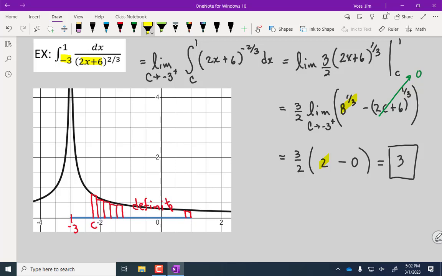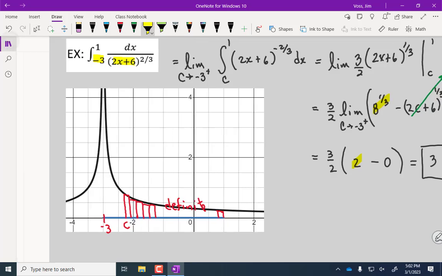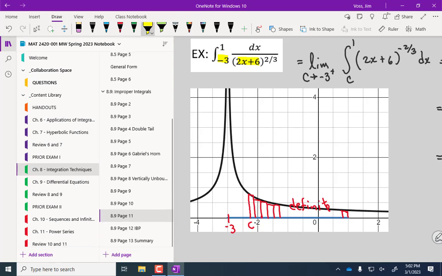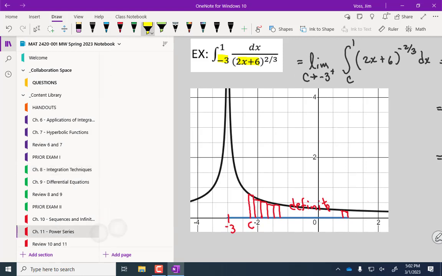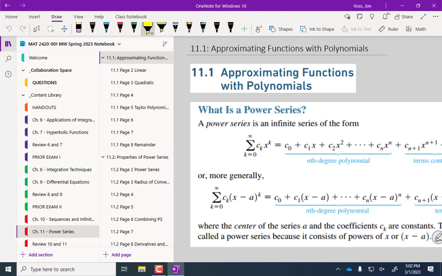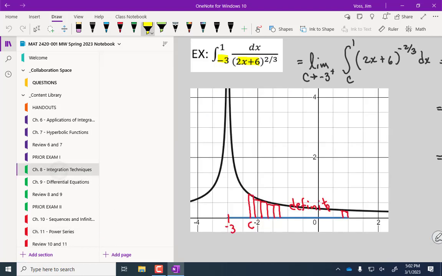All right. We're doing real math now. You weren't before? Good point. Wait, what chapter are we in? 11, apparently.